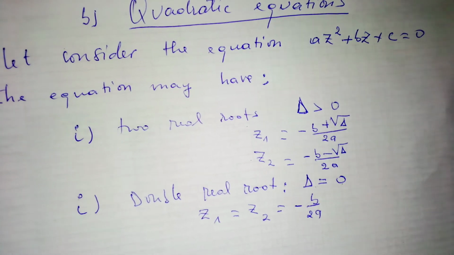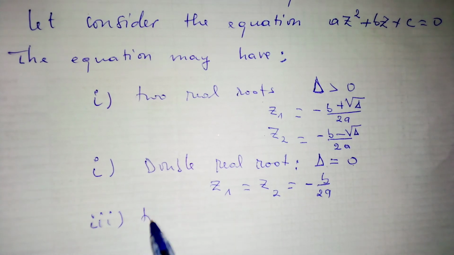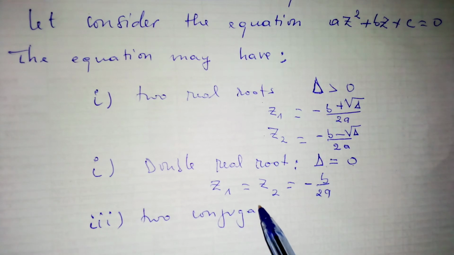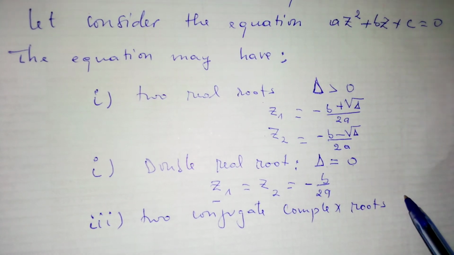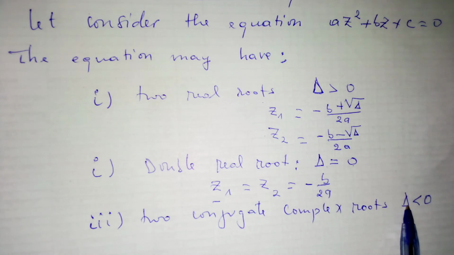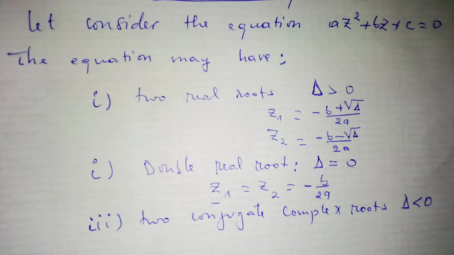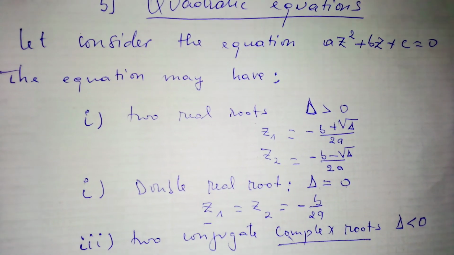In the third case, you may have 2 conjugate complex roots in case your delta is less than 0. And remember, after finding the delta, you need first to find its square root, the square root of delta. If you find that delta is less than 0, it means it is negative, and the square root of a negative brings you to the complex numbers, which means you will get two complex roots.